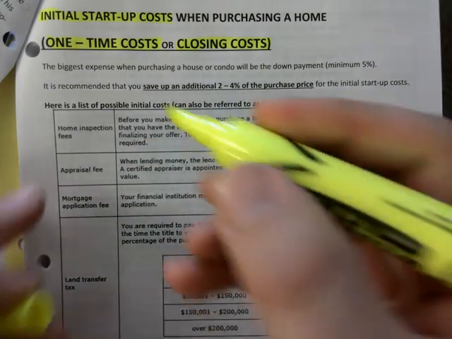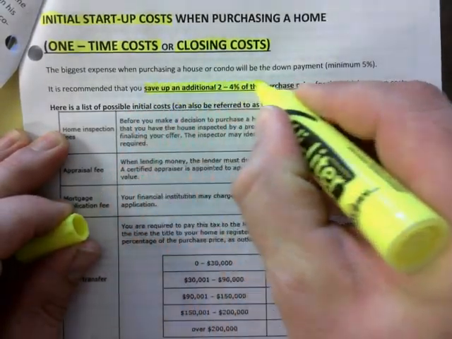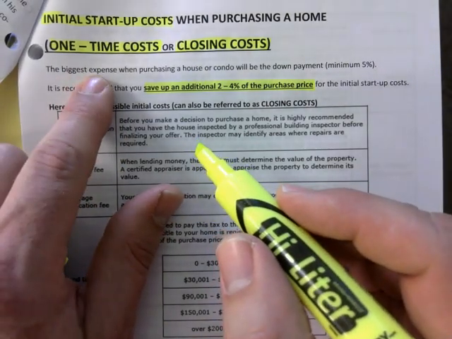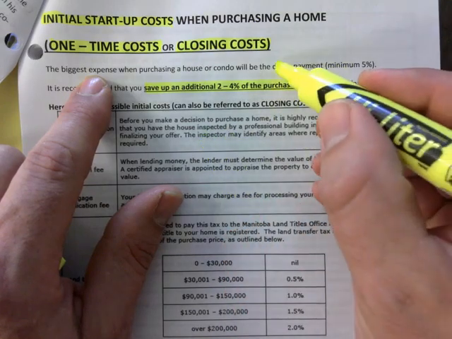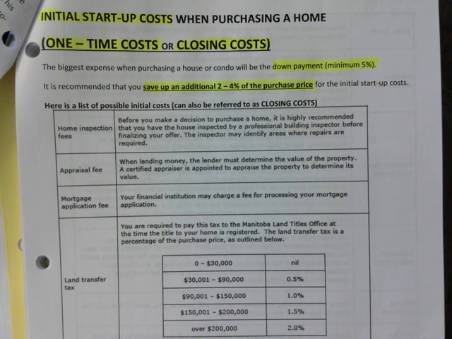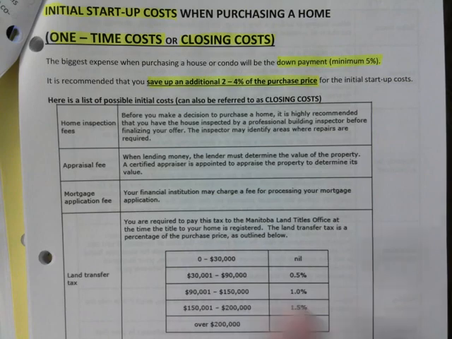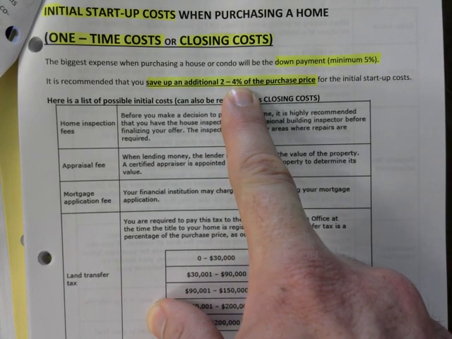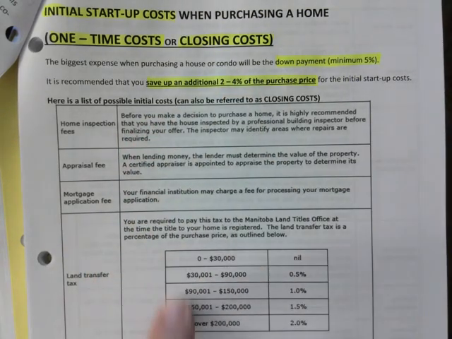So watch this. You need to save up an additional 2 to 4% of the purchase price on top of your down payment. The biggest expense will be the down payment. Highlight that too. You need a down payment of 5% minimum. The bank will not approve anything less than that. And then on top of that, it's recommended that you have 2 to 4% to pay for all of these things that come up. Okay.